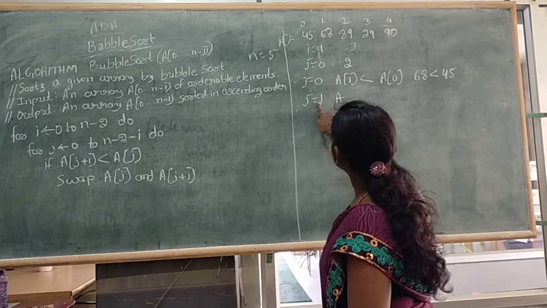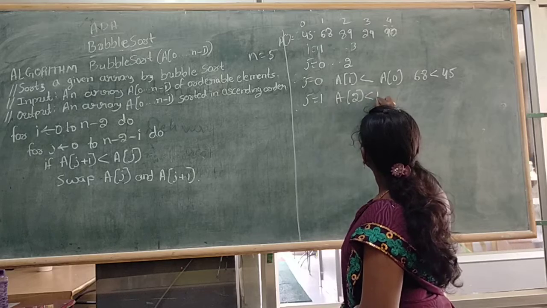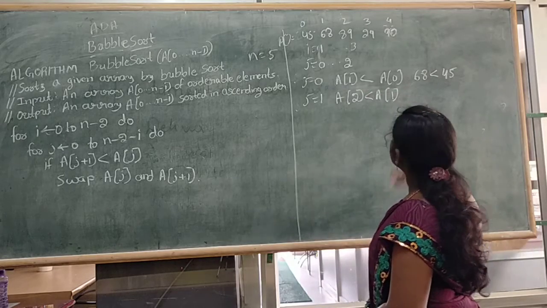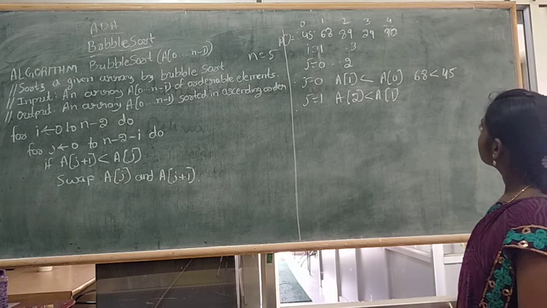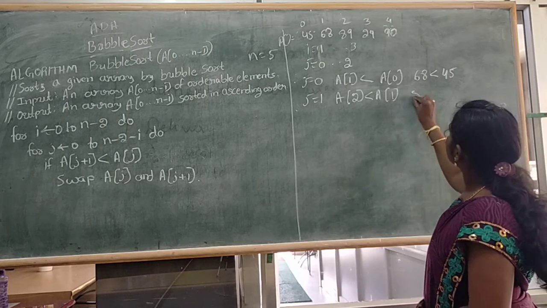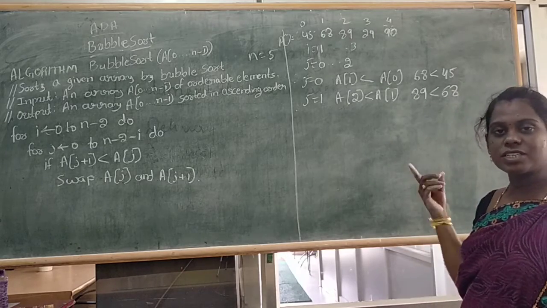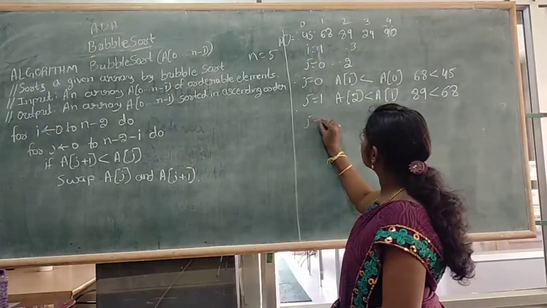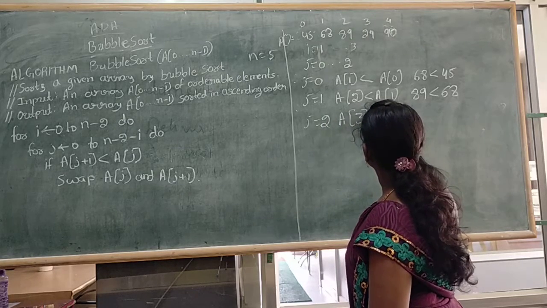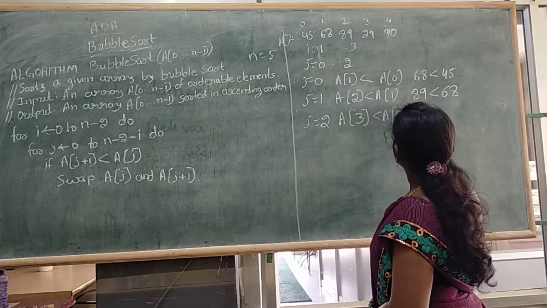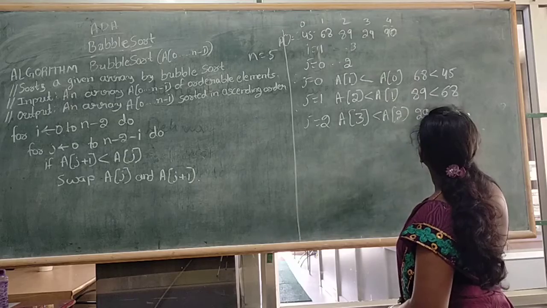So A of J plus 1 means 1 plus 1. So check whether A of 2 is less than A of 1. What is A of 2? 89 less than 68? No. Condition fails. Next J is equal to 2. So J plus 1 is 3. A of 3, what is it? 29 less than A of 2, what is it?